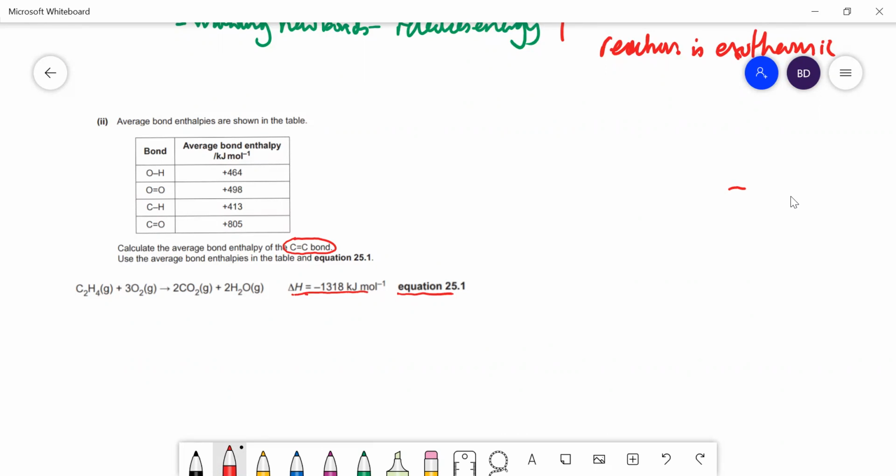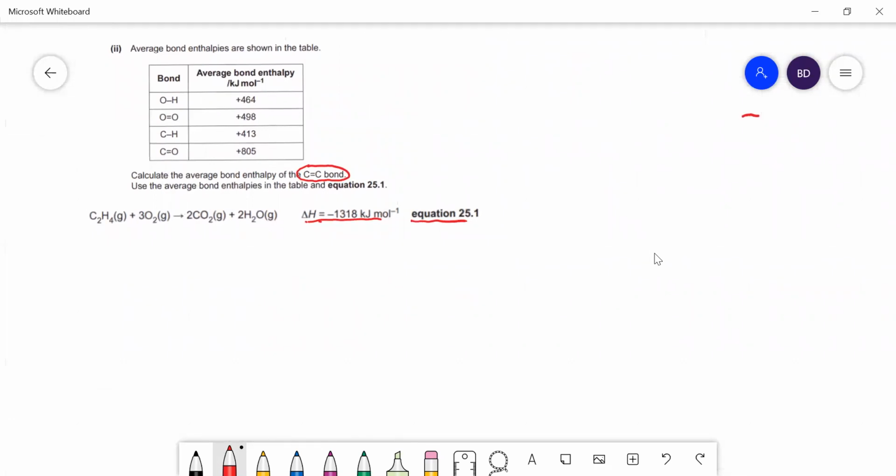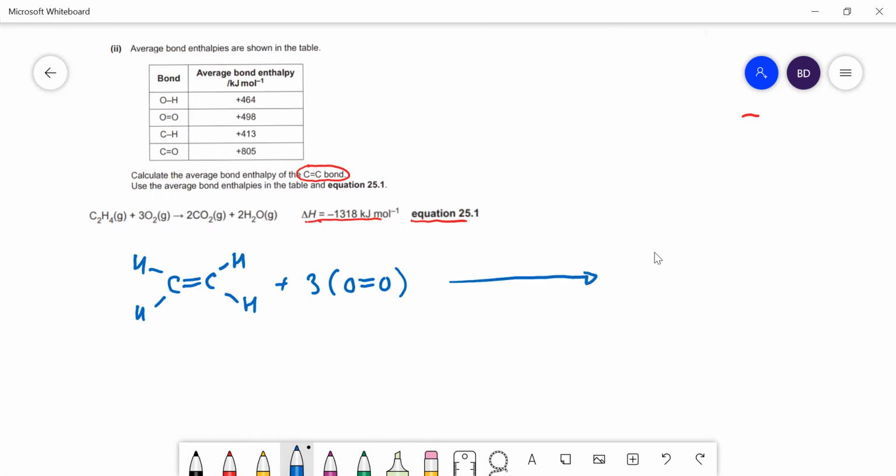Okay, so bond enthalpy calculations. I'm going to draw out all the structures, draw the equation out, but I'm going to show the bonds so we don't forget about any bonds which are there. So we've got ethene, double bond, that's one we've got to find out, and then 4 singles to the hydrogens. We've got 3 O2 molecules, the double bond there, and that is going to react to form 2 carbon dioxide molecules. So we have double bonds there, and also we have got 2 water molecules.